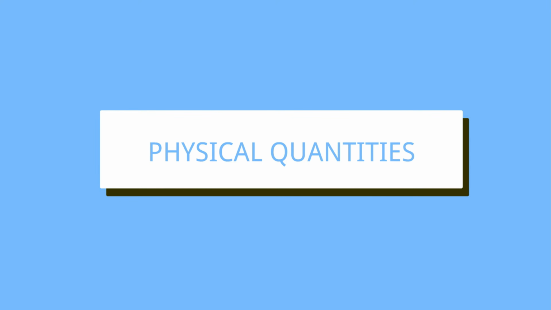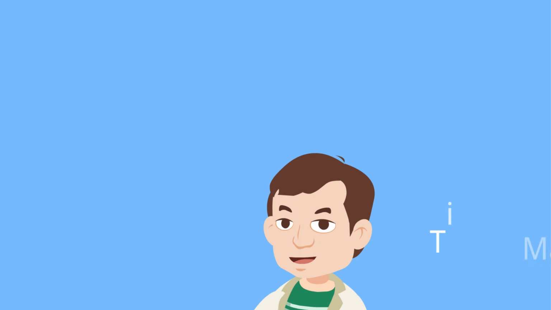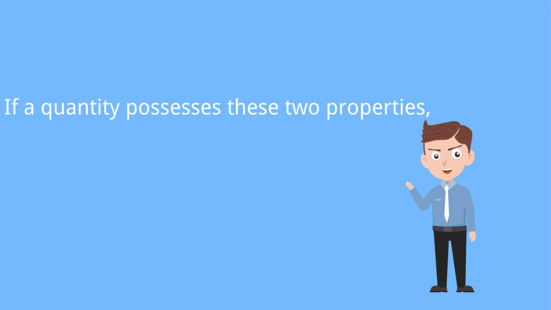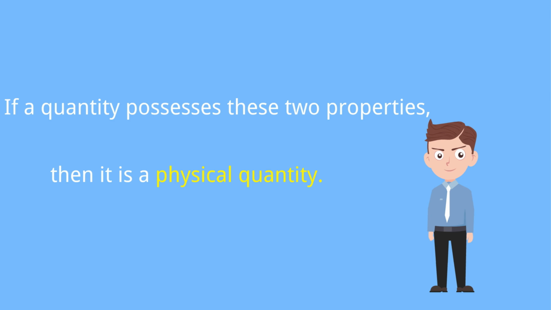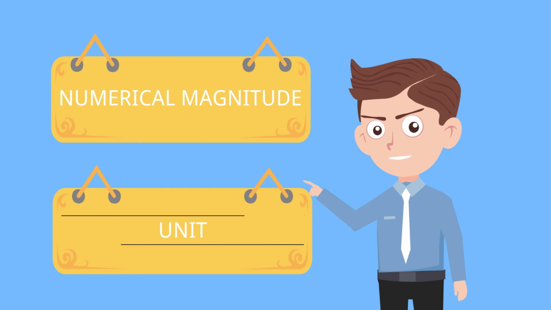Physical quantities. All measurable quantities are called physical quantities, such as length, mass, time, and temperature. If a quantity possesses these two properties, then it is a physical quantity. These are its numerical magnitude, and the unit in which it is measured.